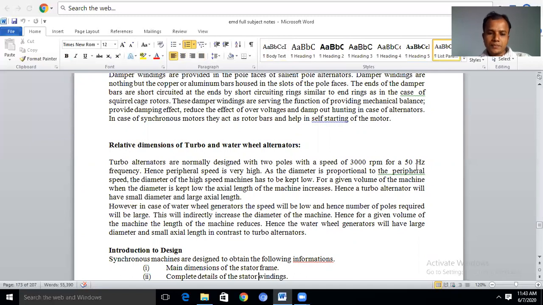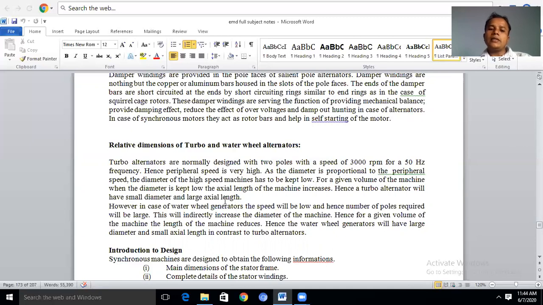for a 50 Hz frequency. Hence peripheral speed is very high. So as the diameter is proportional to peripheral speed, the diameter of high speed machines has to be kept low for a given volume of the machine. When the diameter is kept low, the axial length of the machine increases. So hence a turbo alternator will have small diameter and large axial length.